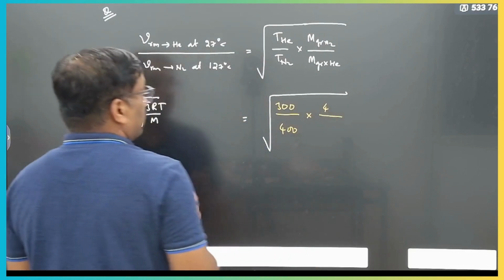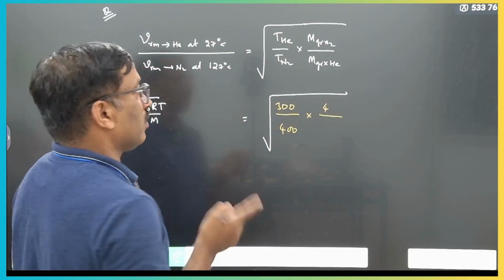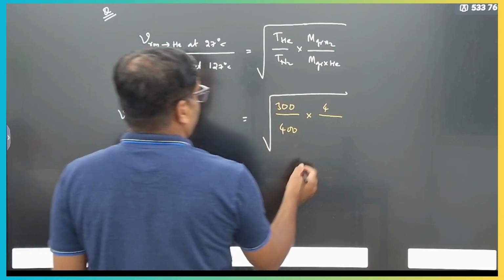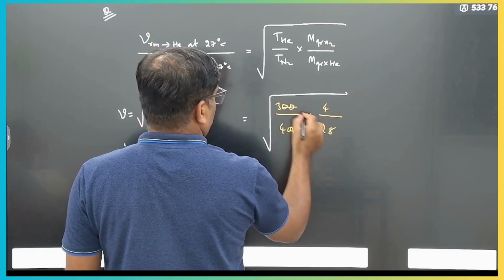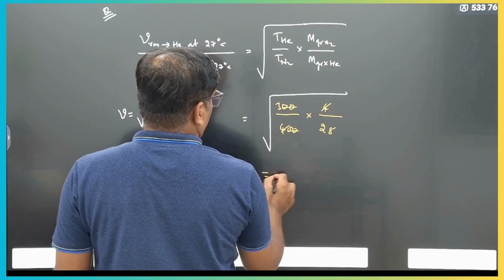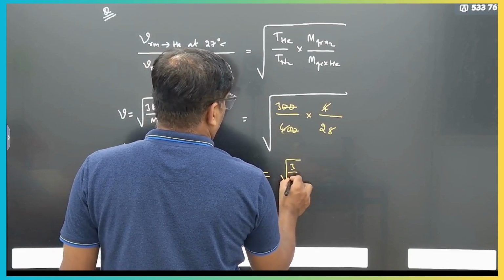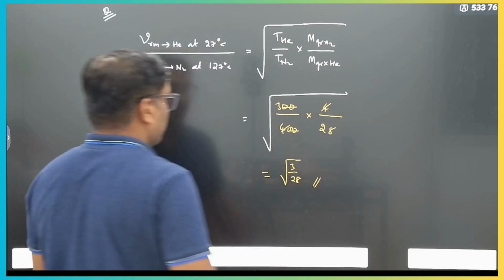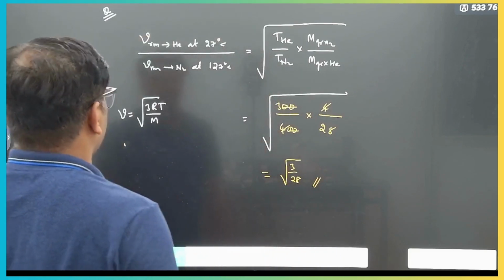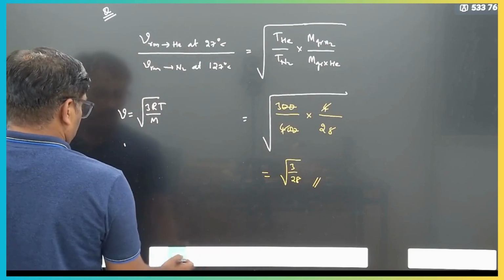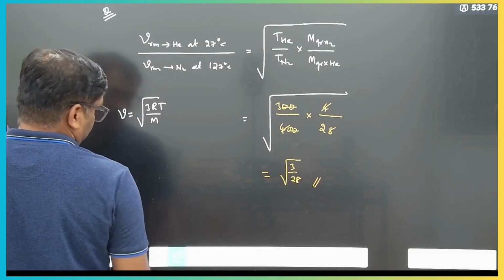One nitrogen atom is 14, so twice that is 28. So the 2 zeros cancel, therefore it will be √(3 by 1 × 28/4), that is, root 3 by 28. This will be your answer. Clear? Like this you can calculate the RMS speeds of the different gases.